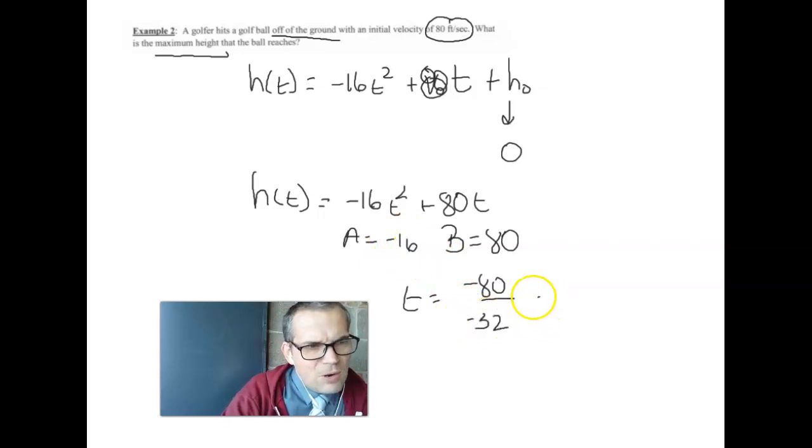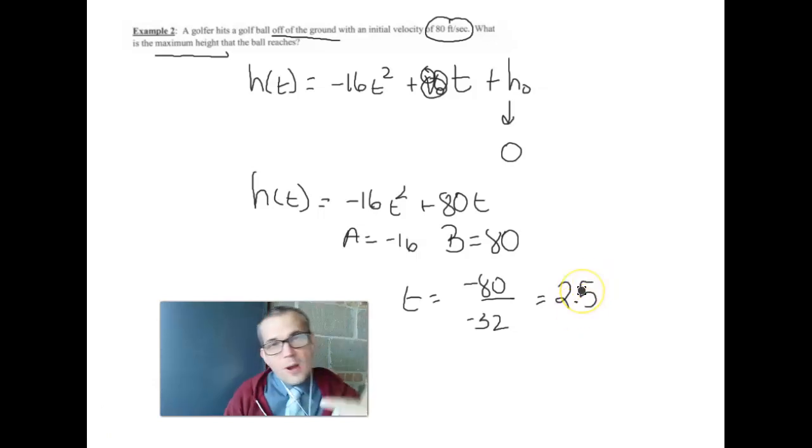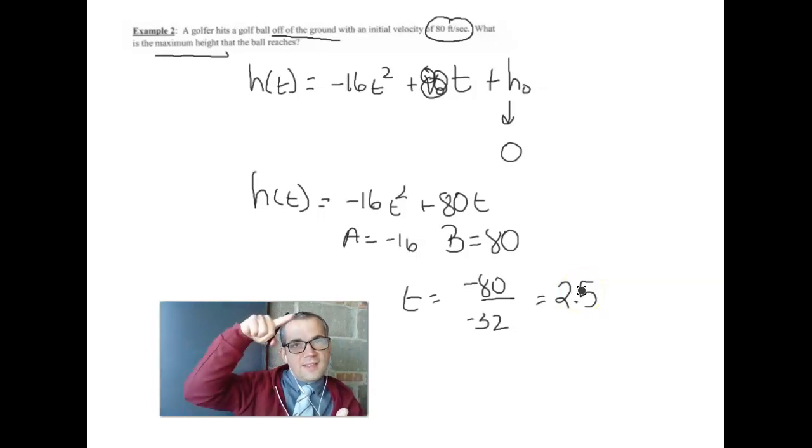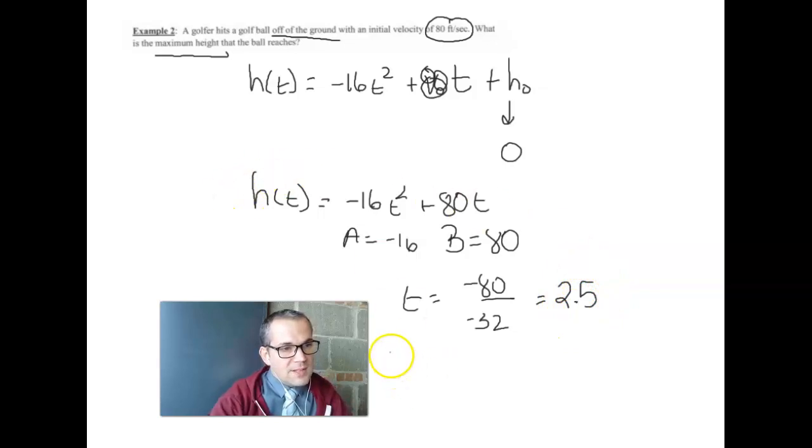And again, it's going to be a gross number, so let me pause and get the old calculator out. I got a nice, friendly 2.5. So that means at 2.5 seconds later, this golf ball is as high as it's going to get, and then it's going to start to fall back down. So I just got to figure out what that height is. This tells me when it's at its highest moment, but to find the highest point, I'm going to figure out the height at that 2.5 seconds.